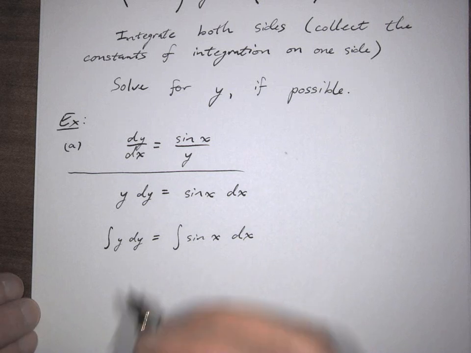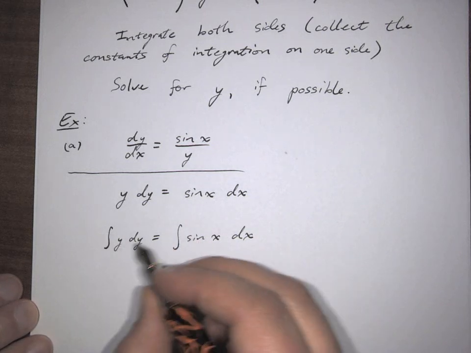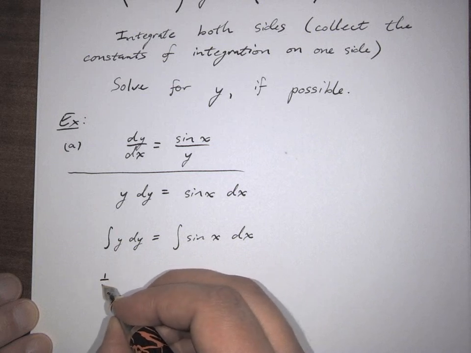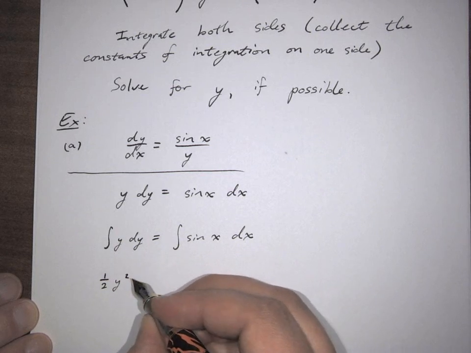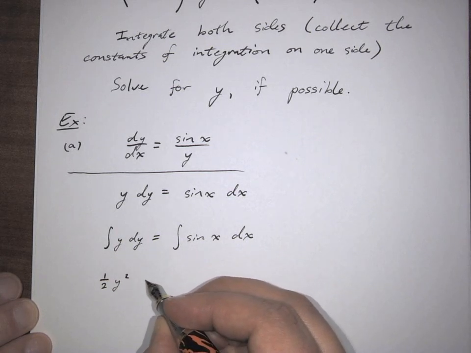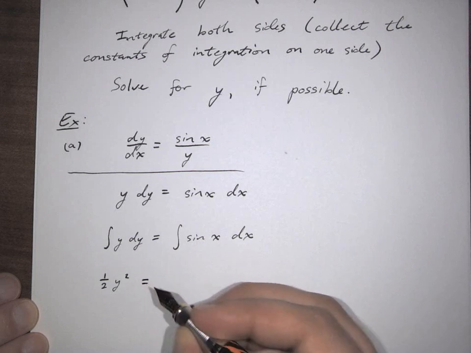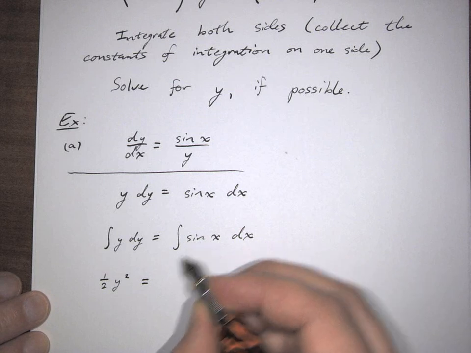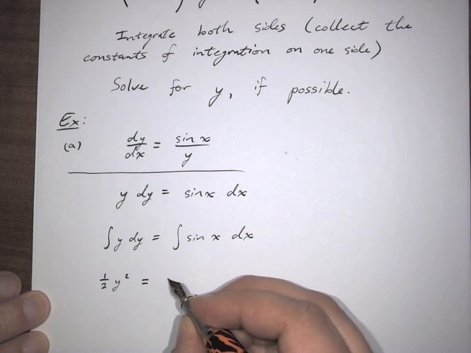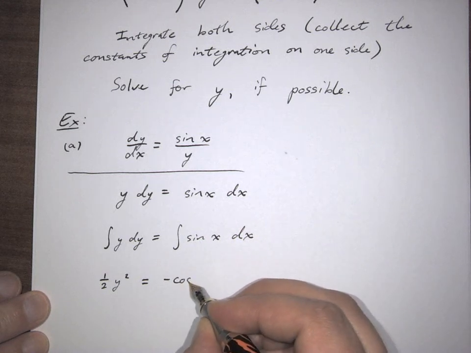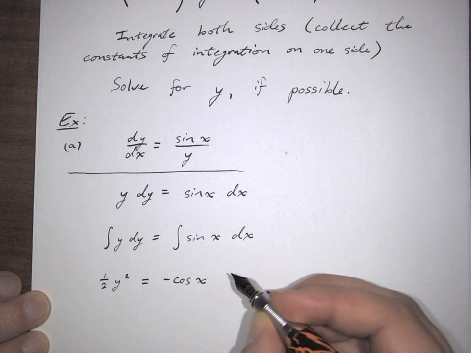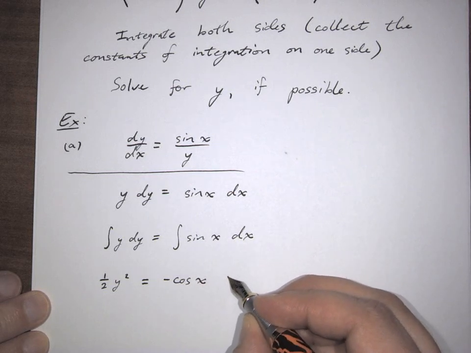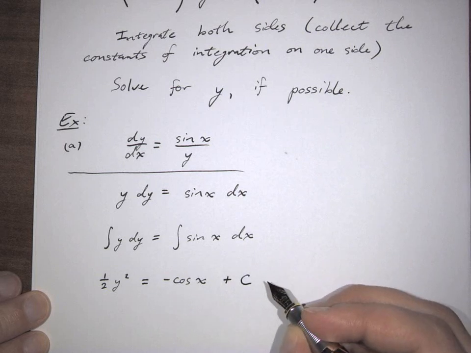Now both of these can easily be integrated. So the integral of y is 1/2 y squared plus a constant, but I'm not going to write that yet, and you'll see why. And then over here, the antiderivative of sine is going to be negative cosine. And then now, at last, we'll write the constant of integration.